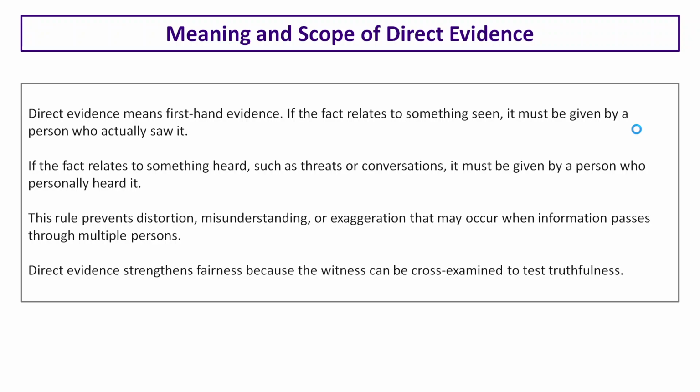Now we go deeper into Section 60, which is the heart of oral evidence. Section 60 says oral evidence must be direct. This means the witness must have personally perceived the fact through his own senses. The law recognizes five human senses, that is, seeing, hearing, touching, smelling, and tasting. If a fact could be perceived through any of these senses, the person who actually perceived it must come to the court.